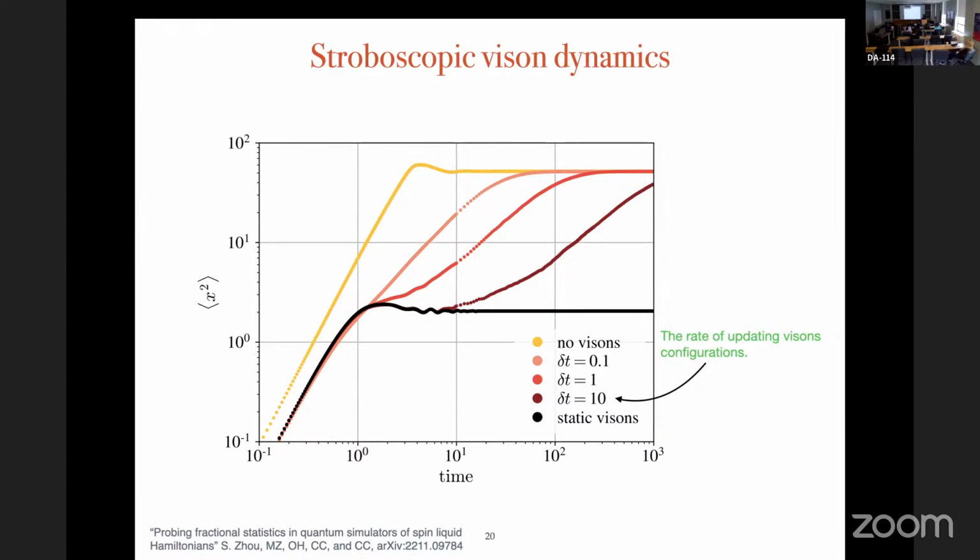And delta T here indicates the rate of updating the vison configurations. So when delta T is very large, that basically means the visons are not moving. But when delta T is very small, that means visons are constantly moving around. So as you can see, when we turn down delta T, allowing more and more vison dynamics to kick in, the spinon localization phenomenon slowly disappears. And at late time, the spinon basically travels to the end of the chain.